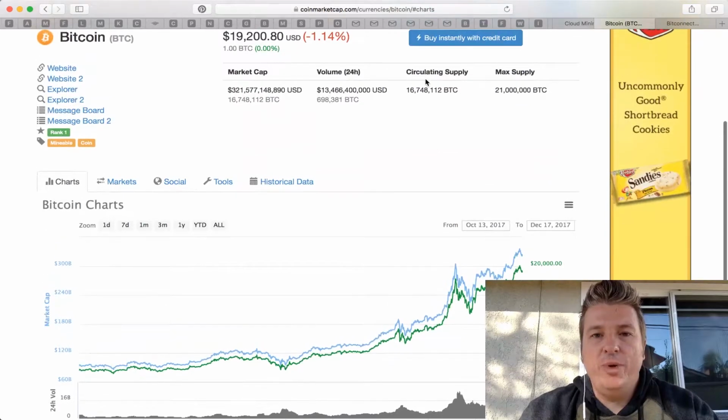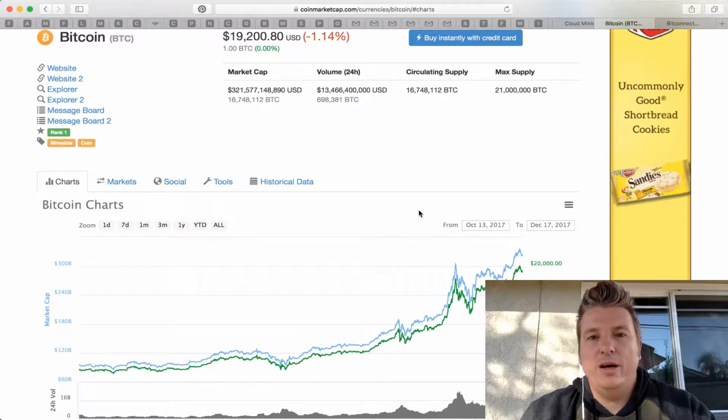People speculated that Bitcoin would make it to 20,000 before Christmas. Well, guess what? It's before Christmas. So they were right. Now the speculation is that Bitcoin is going to make it to 50,000, then 100,000. And there's even speculation that Bitcoin itself will be worth $1 million at one point or another. That sounds crazy. It sounds unbelievable.